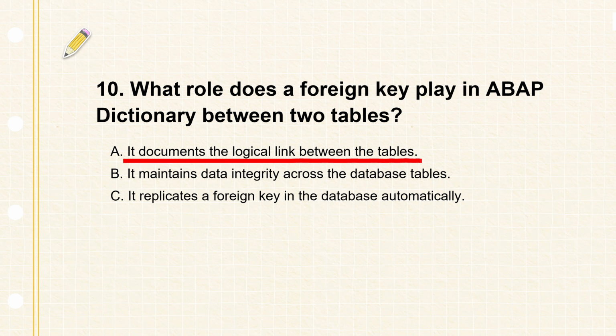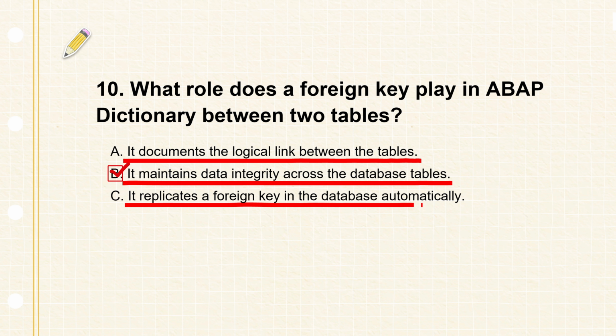Incorrect. While it does represent a link, its primary role is not just documentation. Correct. Foreign keys enforce referential integrity between tables. Incorrect. The definition in ABAP dictionary must be specifically designed to enforce these constraints.